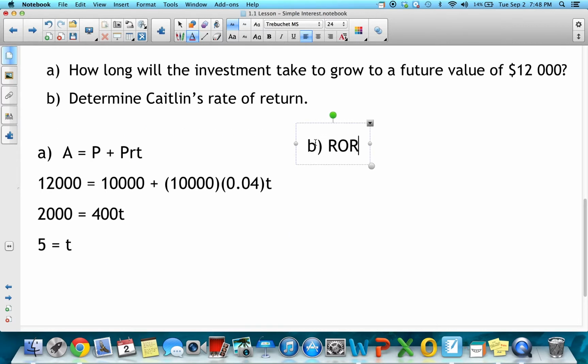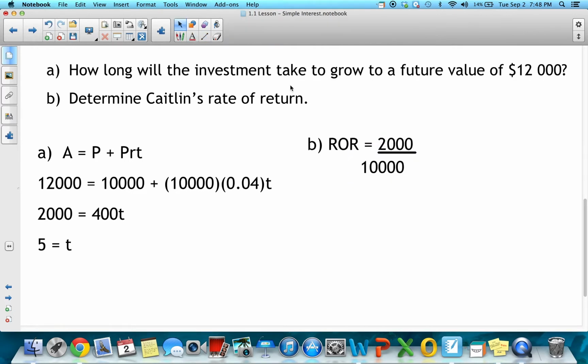What's her rate of return then? Well, rate of return is calculated by how much interest she earned. So in this case, that was $2,000. We need to divide it by her original principal, which was $10,000. And then we're going to multiply it by 100.